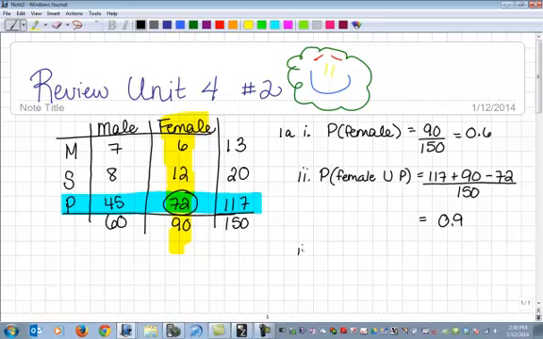Question 1A3 asks us, what's the probability that a randomly selected person is female if the person works in production? So now I'm just looking at production, okay? So here I'm just looking at the production, so in total I'm looking at that one row.